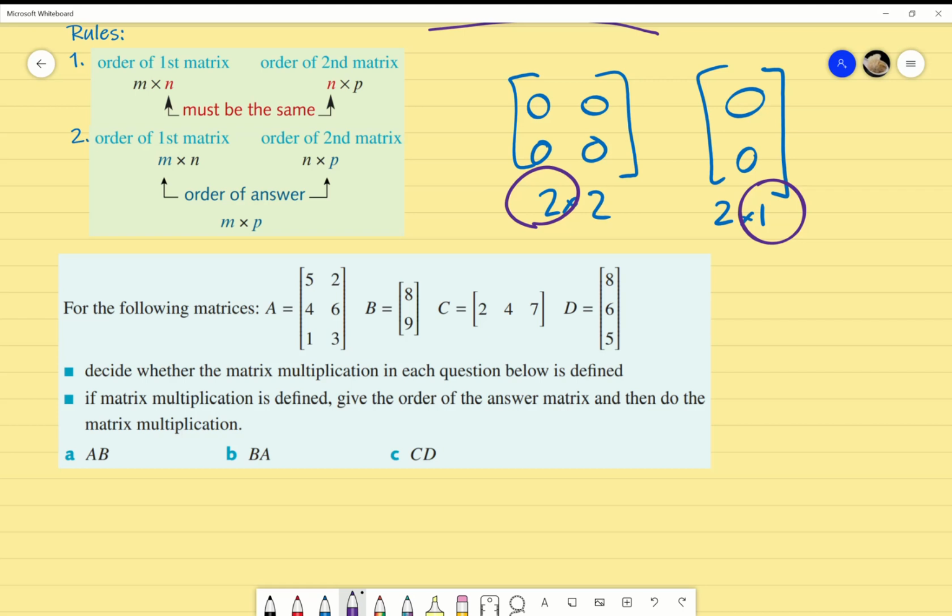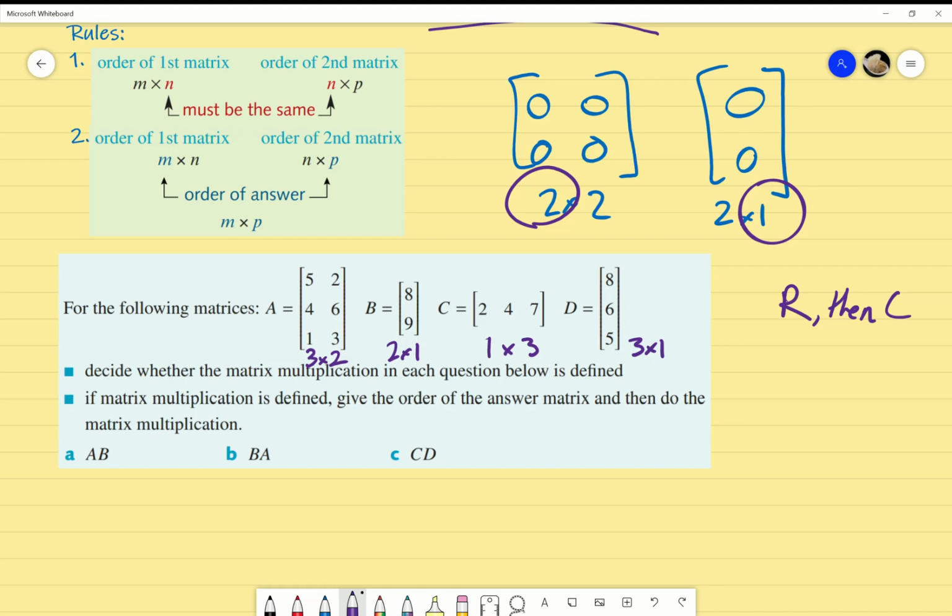So we're given a series of matrices, all with different orders. We need to decide whether the matrix multiplication in each question is defined, so whether it exists, and then if it's defined, give the order of the answer and then do the matrix multiplication. You don't have to do this every time. This is just what I like to do. I'm going to write down the order of each matrix. So I know that's a 3 by 2 because it's 3 rows, 2 columns. Remember, always rows, then columns. 2 by 1, 3 by 1, sorry, 1 by 3, my apologies. And finally a 3 by 1.